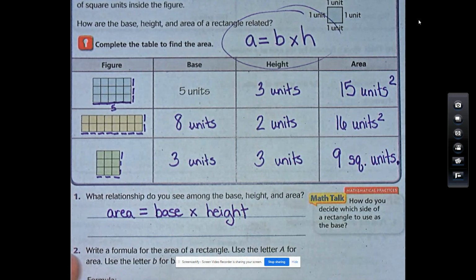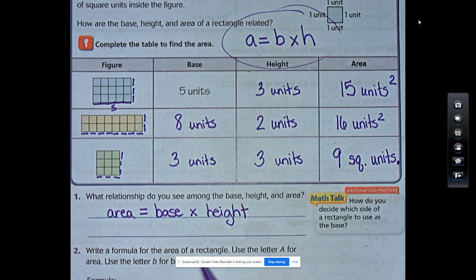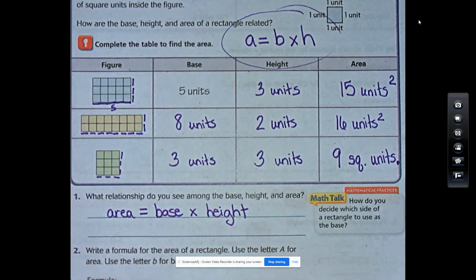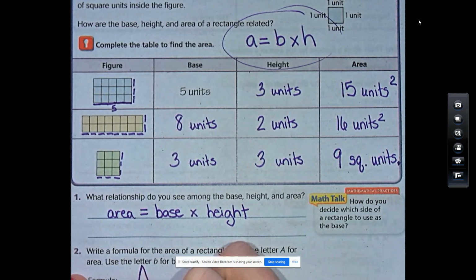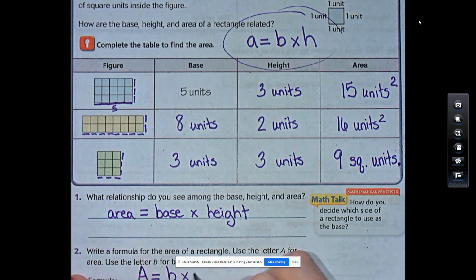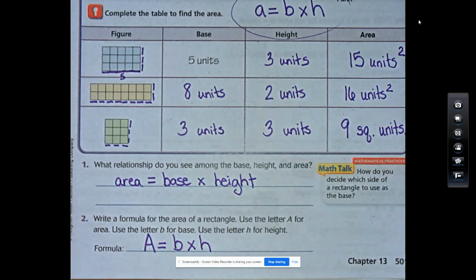Okay, area equals base times height. Write a formula for the area of a rectangle. Use the letter A for area, letter B for base, and letter H for height. We just did it, right? Area is capital A equals base times height, right? Area equals base times height.